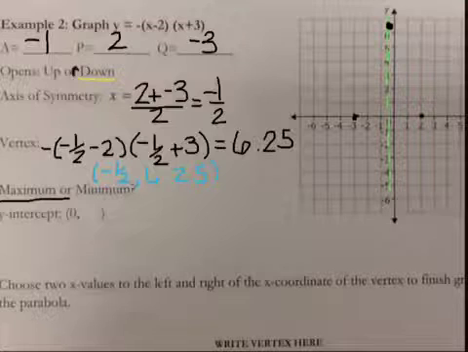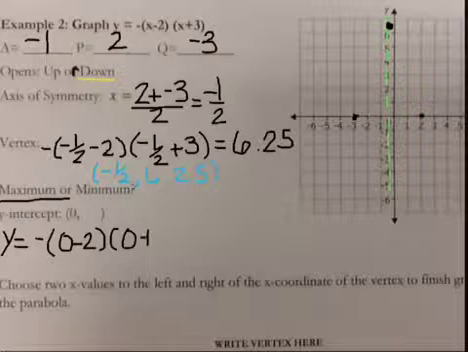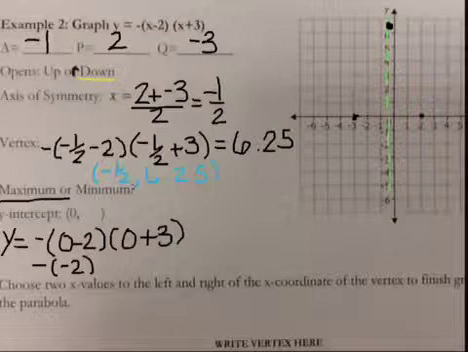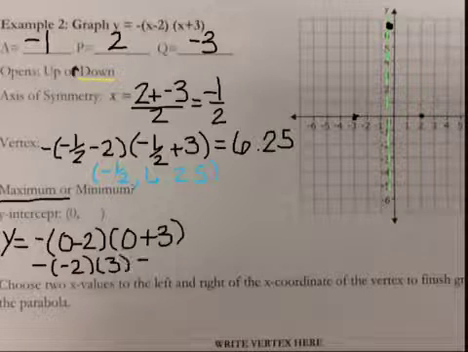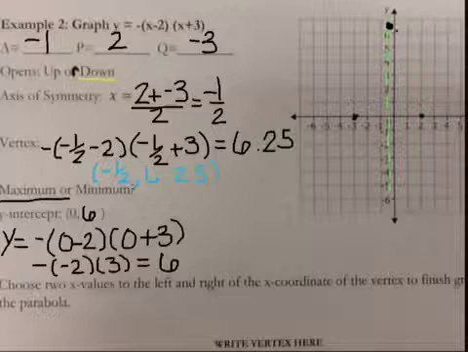Your y-intercept is when your x value is 0. So if you put in 0 into the equation, that's 0 minus 2, 0 plus 3. So that's a negative 2 times 3, which is going to be 6. So our y-intercept is the point 0, 6. Okay. So when x is 0, y is 6.